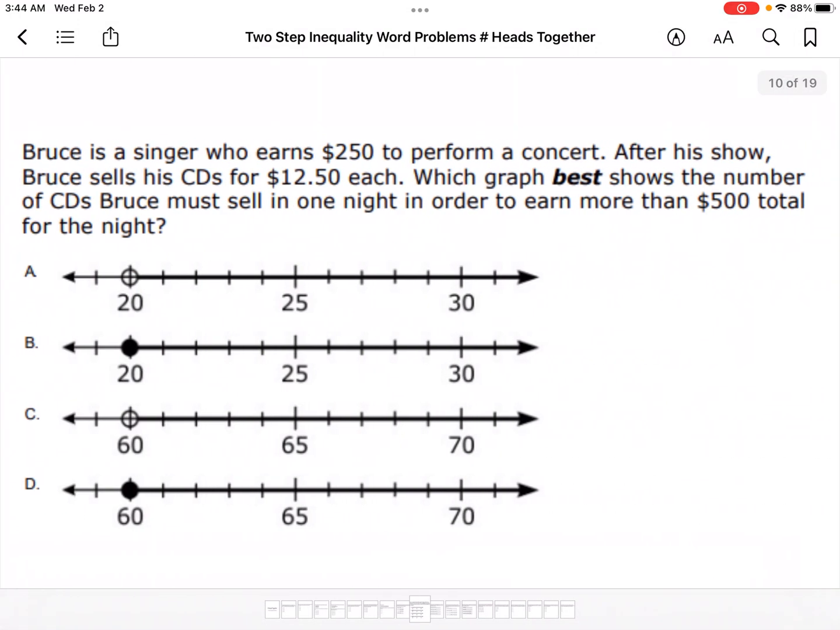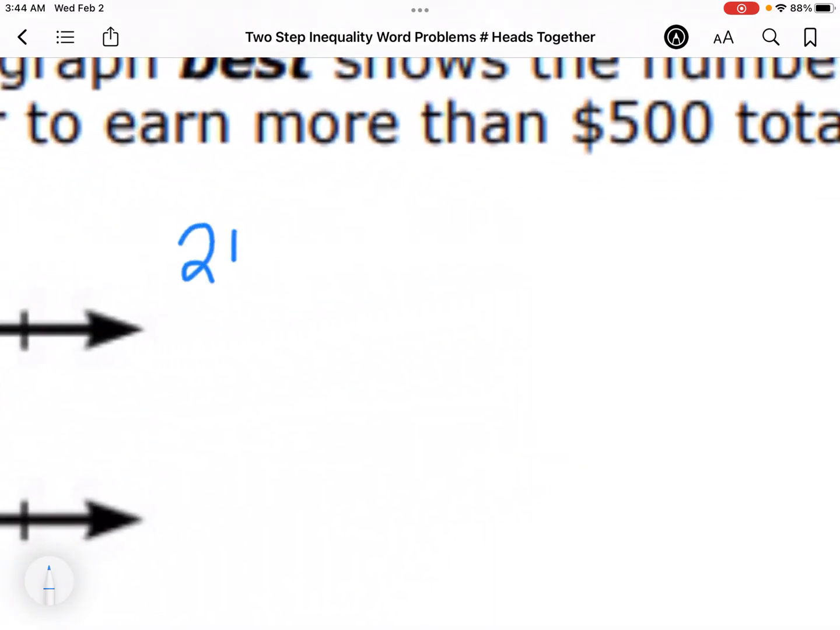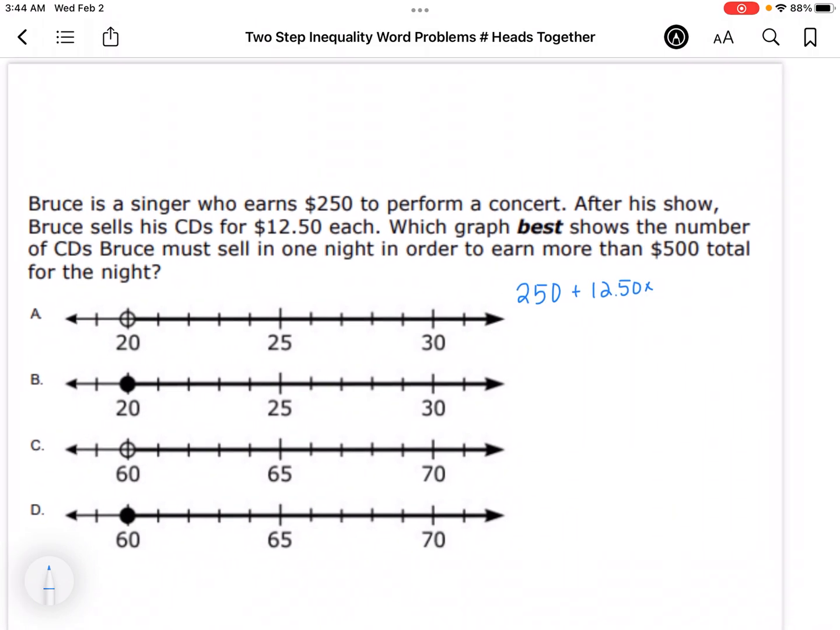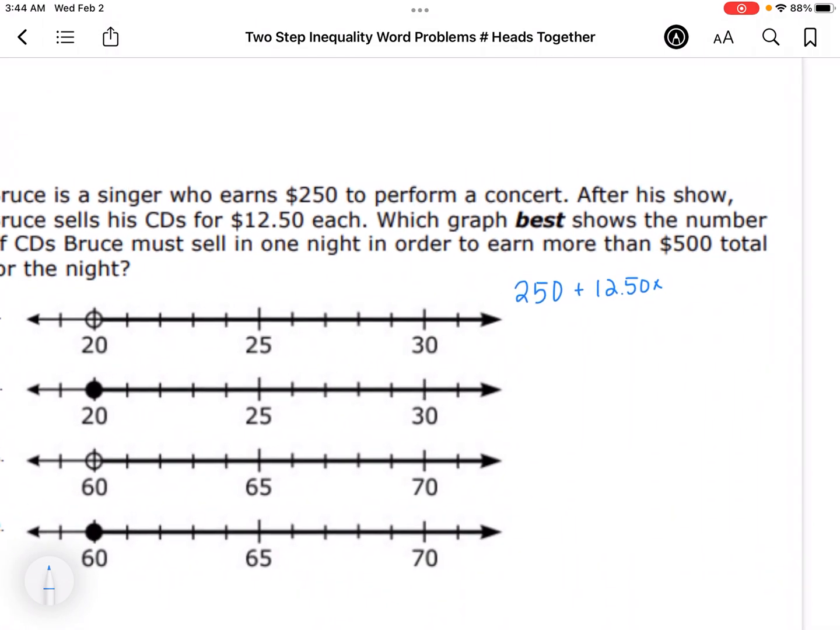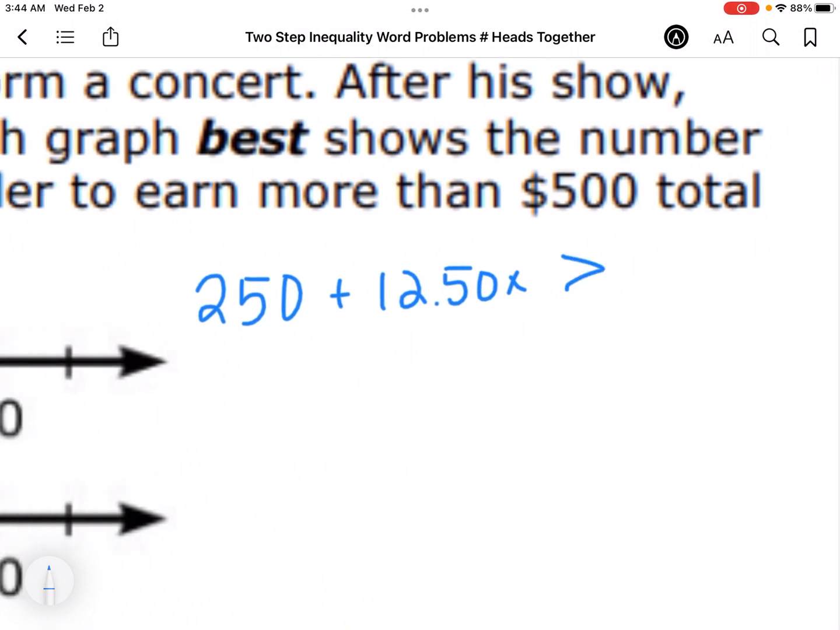Bruce is a singer who earns $250 to perform at a concert. After the show, he sells CDs for $12.50 each. So he gets $250 to perform plus $12.50 for the CDs, and that's each CD. How many CDs must he sell to earn more than $500 total? So he wants to get more than, not equal to. He wants to be more than.